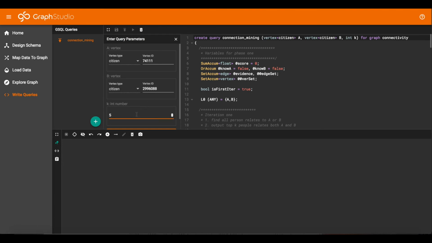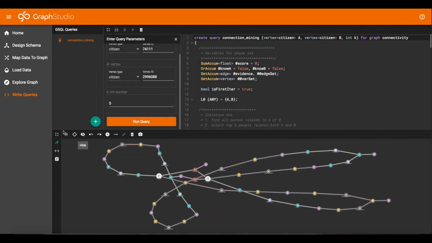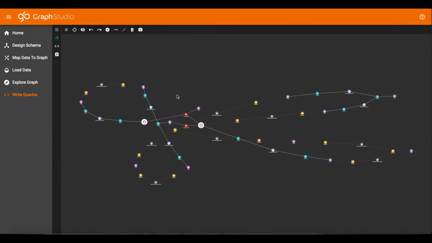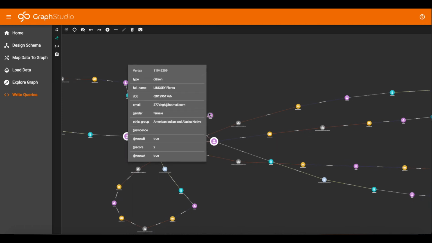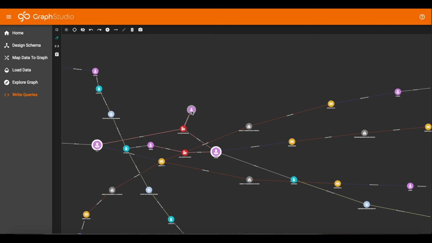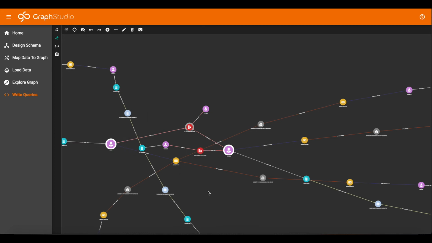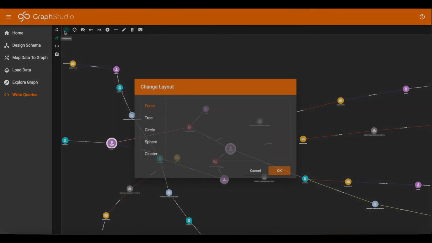I've got two different persons, and I select k equals 5 and run the query, and you can see we have these paths. Now this person here, Lindsay Flores, she is connected because she stayed in the same red hotel there, red hotel with A and with B. It's just a coincidence that A and B are also directly connected.